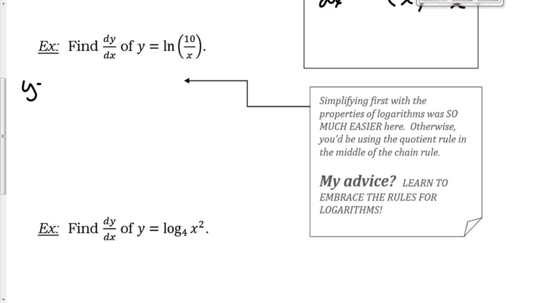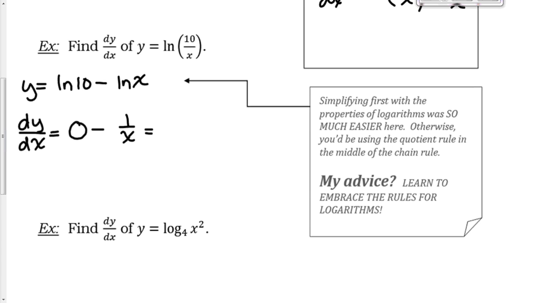I can rewrite this as the natural log of 10 minus the natural log of x. At this point, I can take the derivative. When I take the derivative of natural log 10, I need to think about what natural log 10 is. Well, natural log of 10 is a number. It's a constant, which means when I take the derivative of that, it's just 0. And then I'm going to subtract the derivative of natural log of x, which is just 1 over x, which means this is just negative 1 over x.